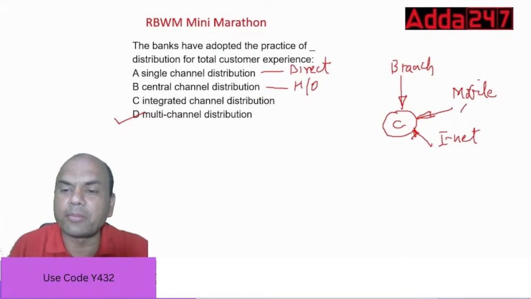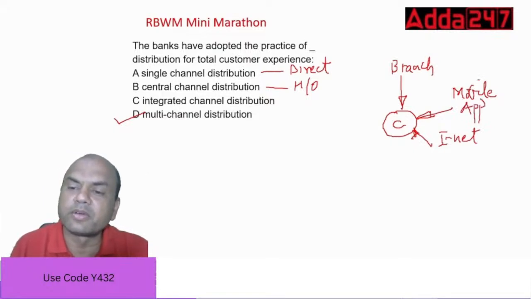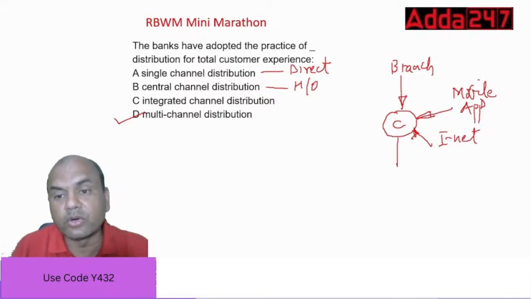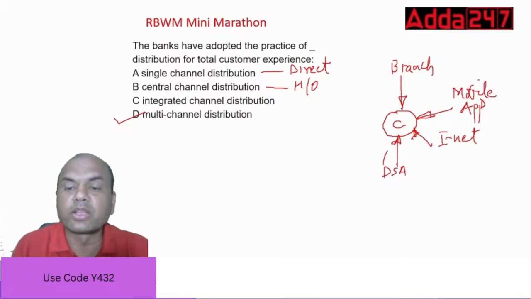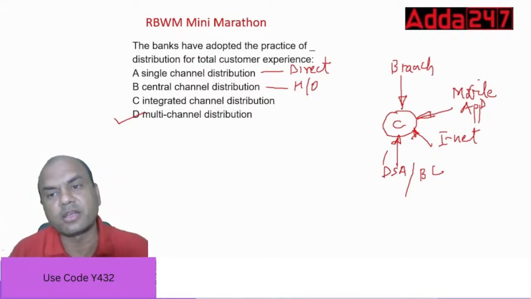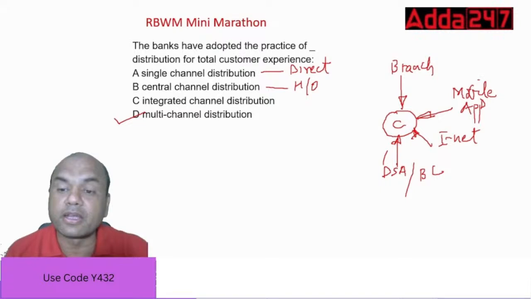Fourth is app. Let's combine this to mobile only now. Okay, app, right? Then fifth, only over? No. Bank can reach through DSA also. We'll combine this DSA and BC, business correspondent, because nationalized banks have BC and private banks have DSAs, right? So branch, mobile, internet, DSA, then what all?